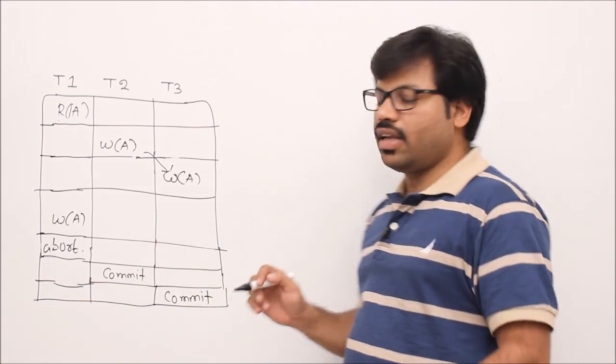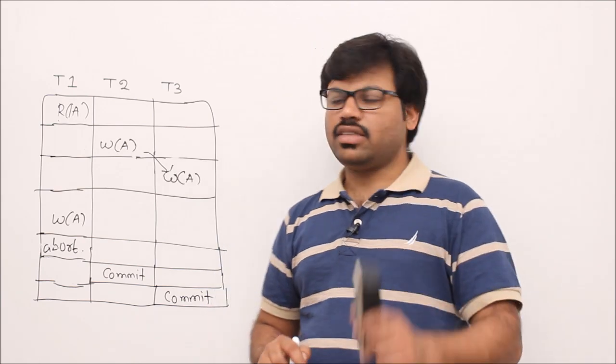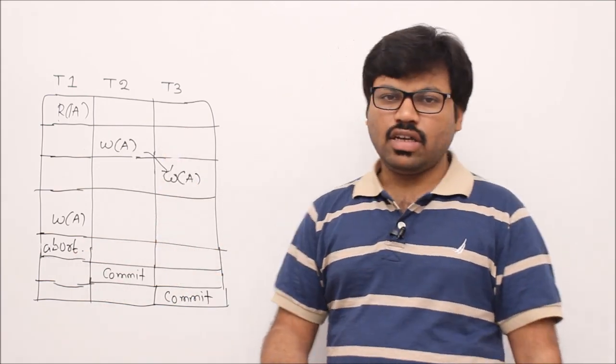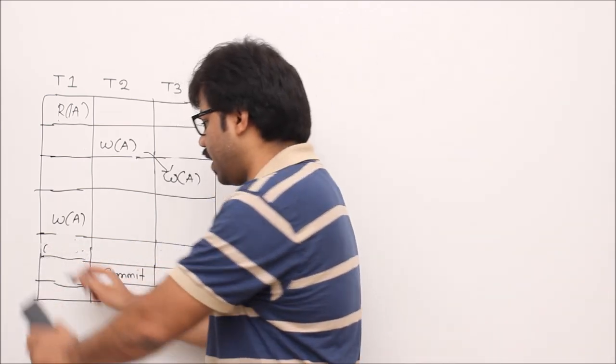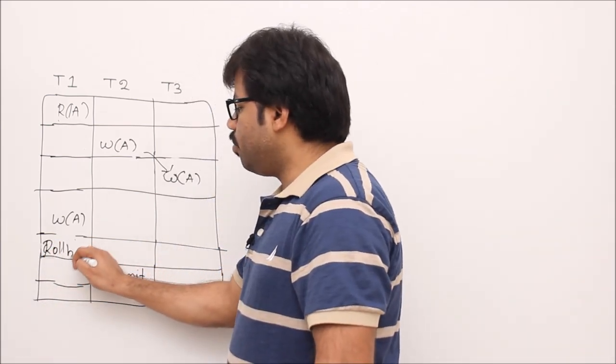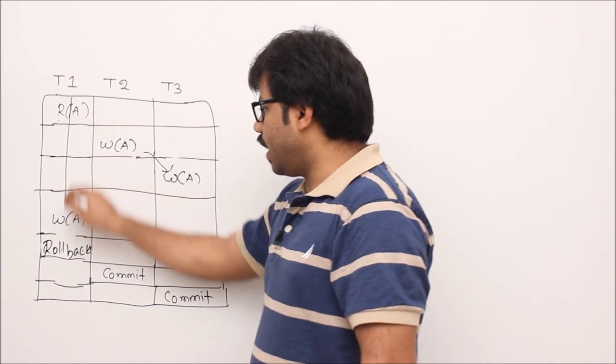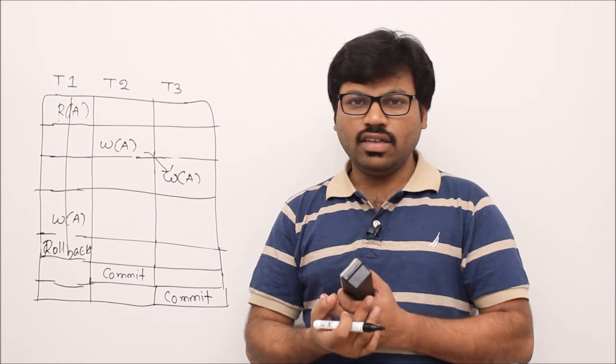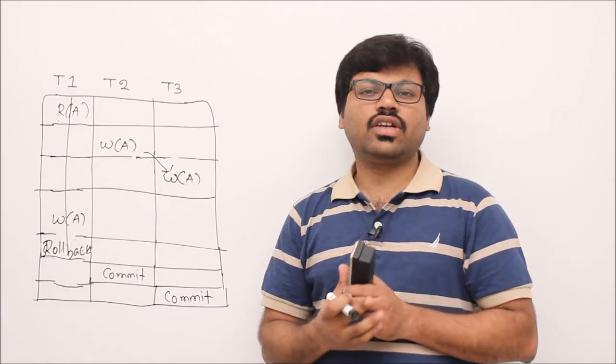Whatever, it doesn't matter. Finally, my answer is, whenever they give a schedule with some aborted or rolled back transactions like this, simply cancel them in the schedule, and only for the committed transactions you have to calculate the serializability. That is the final thing.